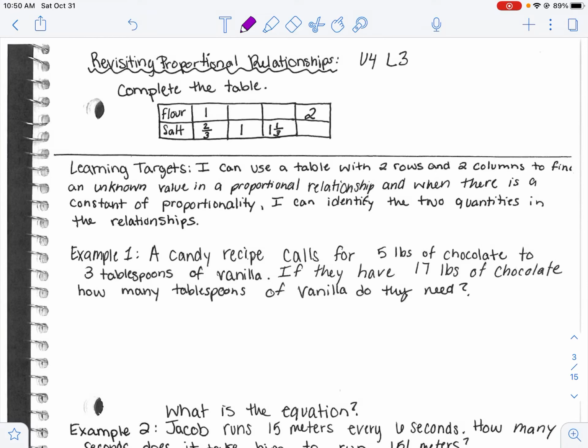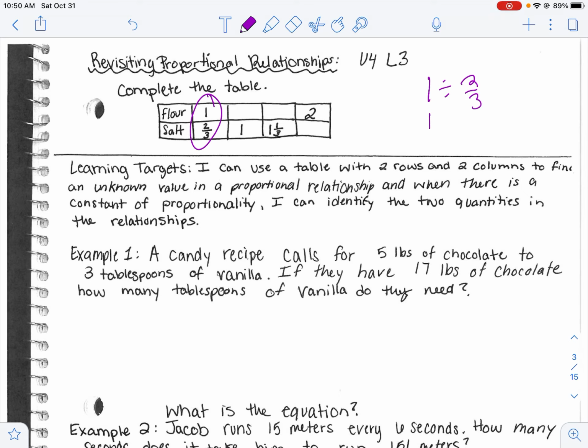Alright, so revisiting proportional relationships. First problem, complete the table. So, we know in a proportional relationship we have to have a constant. So, I'm going to take the only pair that they give us. I'm going to take 1 divided by 2/3.